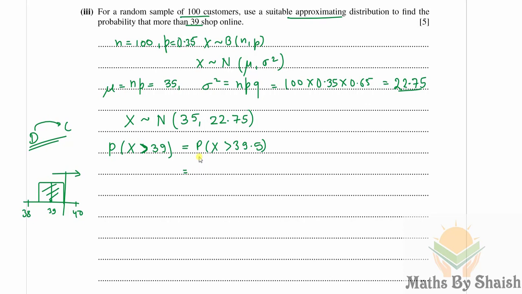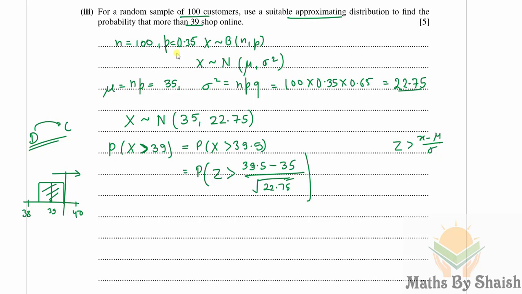Which, in the normalization form, is probability of z greater than 39.5 minus mean, that is 35, over sigma, that is root of 22.75, the standard deviation. And we know that z is greater than x minus mu over sigma, and x is this value.